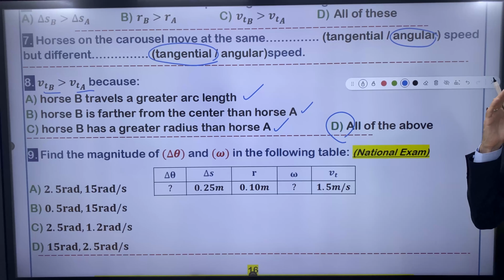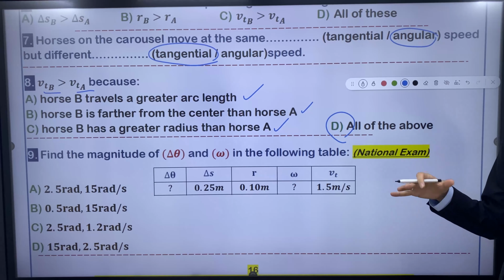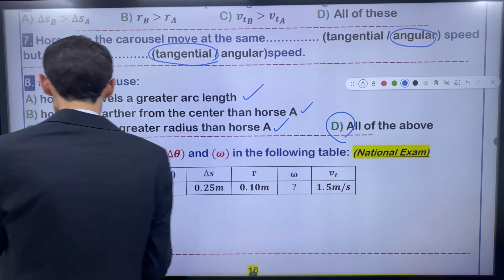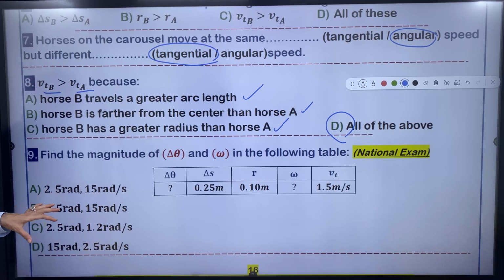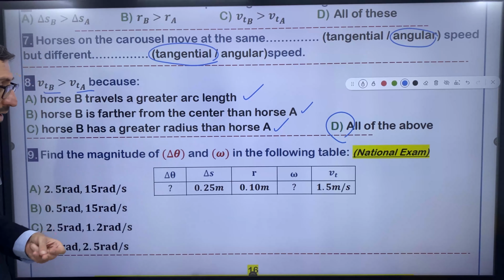We have a problem here. This problem actually is a question from the national exam. We have a table here. I didn't answer the question, I didn't choose the option. Actually, I'm going to solve it here in front of your eyes.